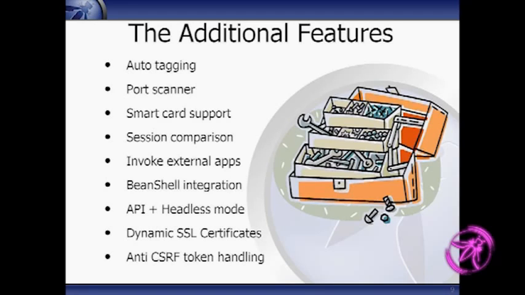You can invoke external applications, and this is something I think is very important. What we want to do is make Zap as effective as possible, but we know that there will be times when you want to use other tools. So you can invoke those tools from Zap, and if possible, we'll allow you to pass any context across. So if you're on one particular page, you'll be able to pass all the information across to whatever other tool you want to do whatever you want with.